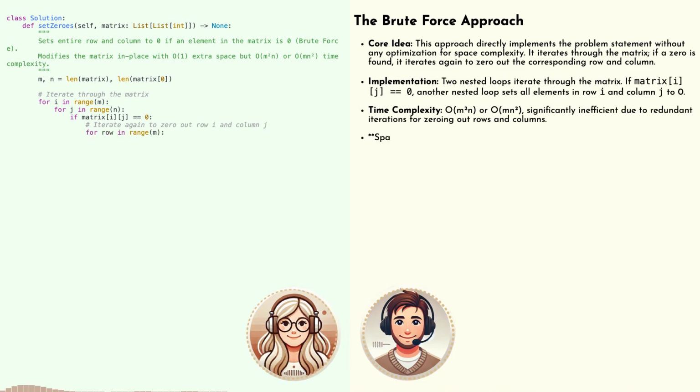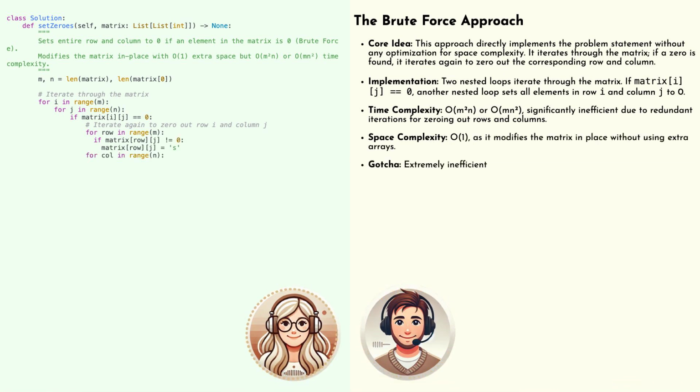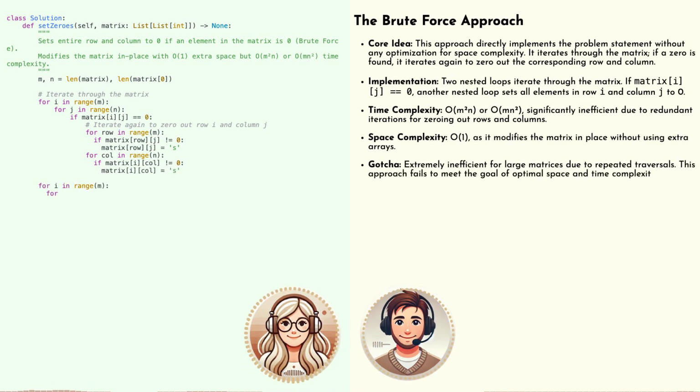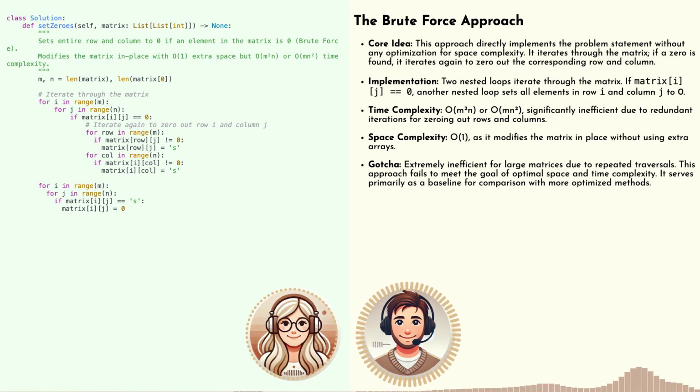So let's break down this brute force approach. If we weren't worried about being super clever, how would we tackle this? So imagine just going through the matrix, cell by cell. If you encounter a 0, then you proceed to set every element in its row and column to 0. Just zero out everything in the same row and column as the 0 you found.